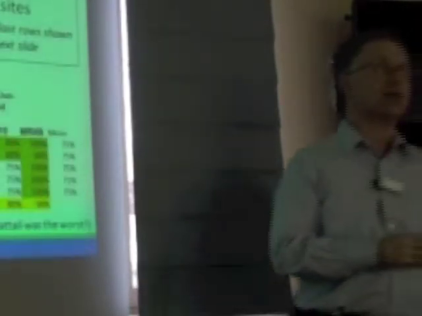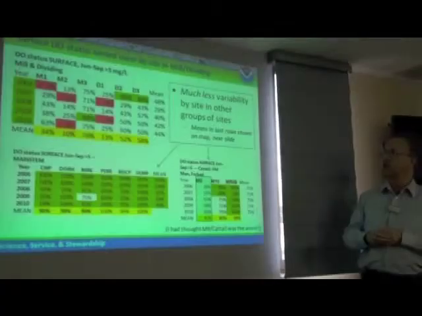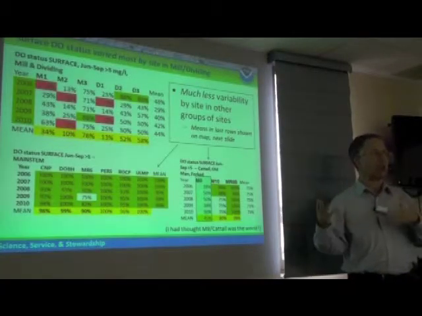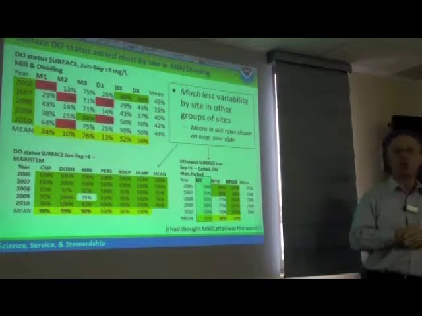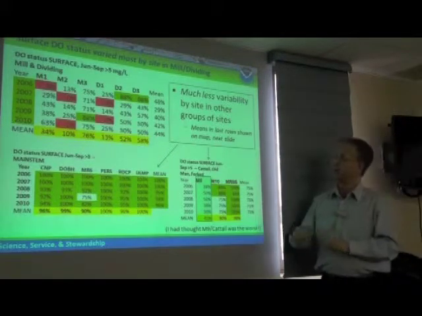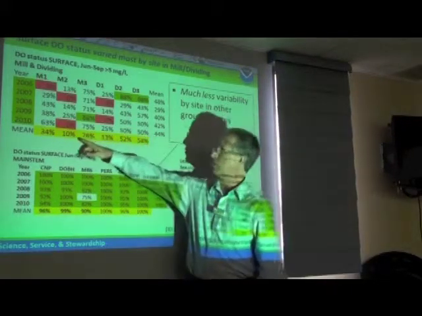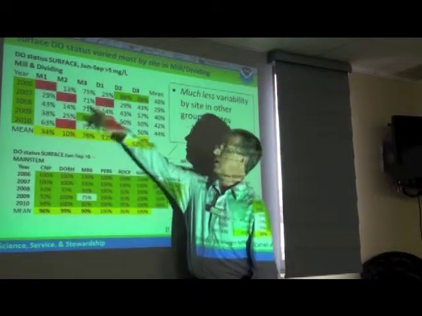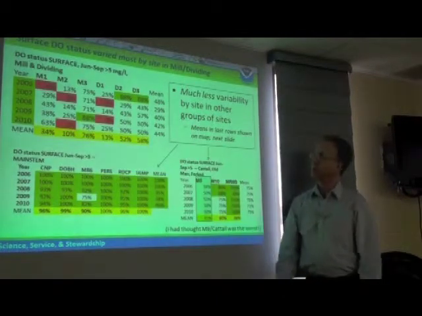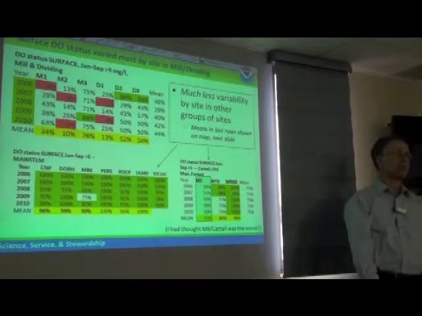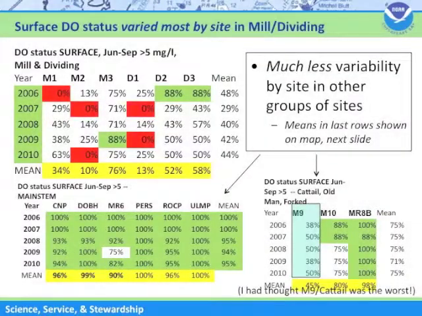So naturally, I looked at the raw data, and this is the sort of thing you do on your own, but you also don't put things like this in your report card. But you can see that for Mill and Dividing Creek, there was one site in particular, M2, where the average surface status over all years was only 10%. And there were 2 years where it was 0%, same for D1 and M1. They all had years where not a single DO reading was over 5 milligrams per liter all summer.